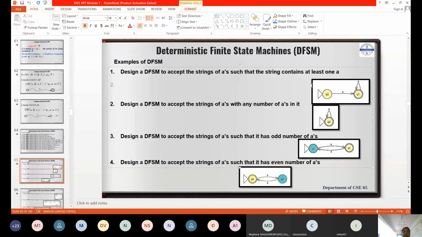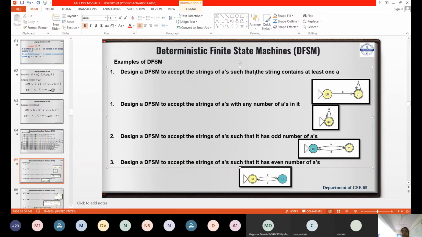Okay, so design a DFSM. Listen to the question properly. Design a DFSM to accept the string of A's. String of A's means what? Your language has only one alphabet. What is that? A only. So what is my sigma here? Only A. No B, no C, nothing.